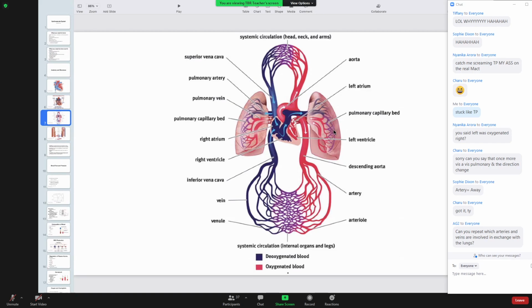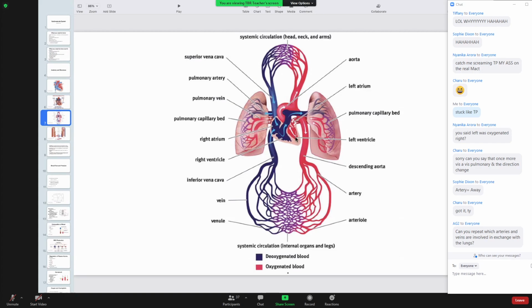That blood will come from the pulmonary capillary bed back to the pulmonary veins. So we need these veins to go back to the heart. We have these pulmonary veins that drain into the left atrium. From the left atrium, we go into the left ventricle. The left ventricle contracts, and now we're contracting really hard to get it out to the rest of the body. Now we're entering systemic circulation.